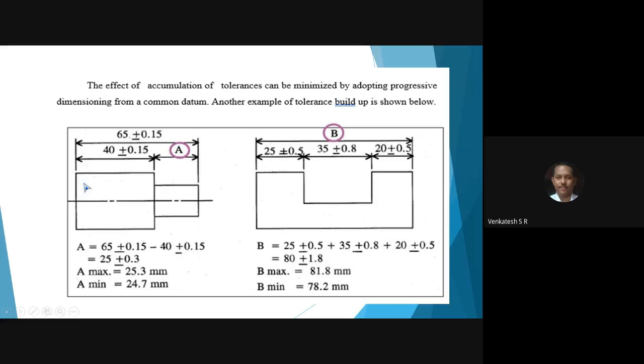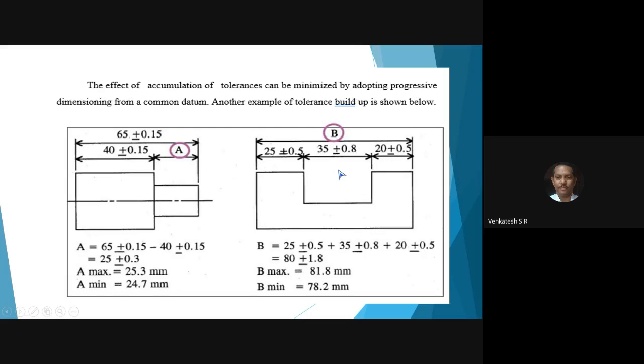For that reason, in the definition, we are using the difference between the upper limit and the lower limit. Here, a dimension along with the upper limit and lower limit. If you add these two, upper limit and lower limit, that becomes the total tolerance of 25 plus 0.3. That is the total tolerance.